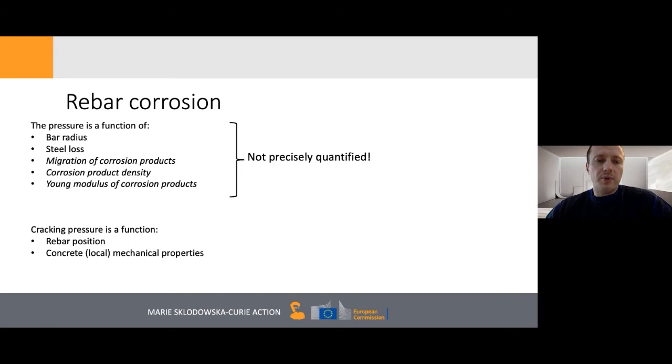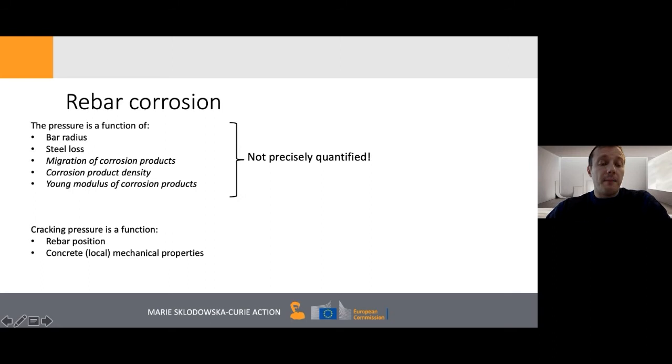So actually, the pressure that is caused by uniform corrosion, I will limit myself here to the case of uniform corrosion, is a function of many factors. Radius of the bar, how much steel has been lost in the process of corrosion, which you can sometimes measure. But some parameters are not that well known: migration of corrosion products. As I said, corrosion products tend to dissolve in water and migrate into open pores and cracks. The density of corrosion products, that has not really been defined, and the Young's modulus of corrosion products. So these three especially are not that precisely quantified.